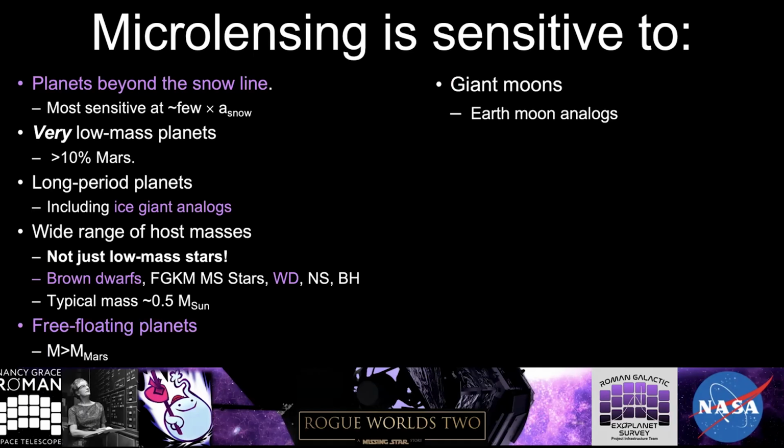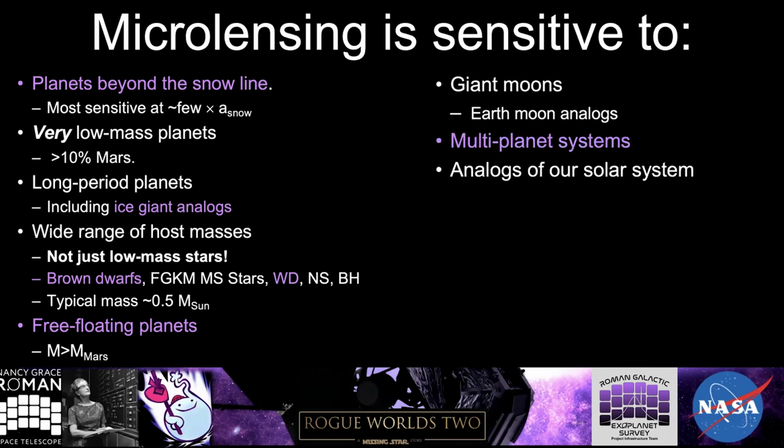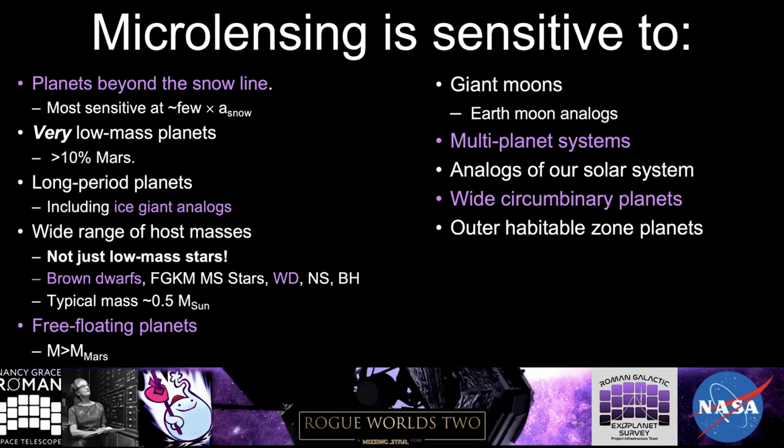Giant moons, including Earth-moon analogs, multi-planet systems, analogs of our own solar system, wide circumbinary planets. So we've detected a few, one clear wide circumbinary planet and a few other candidates, I would say, where the interpretation is ambiguous, but we should detect a lot of them with Roman.